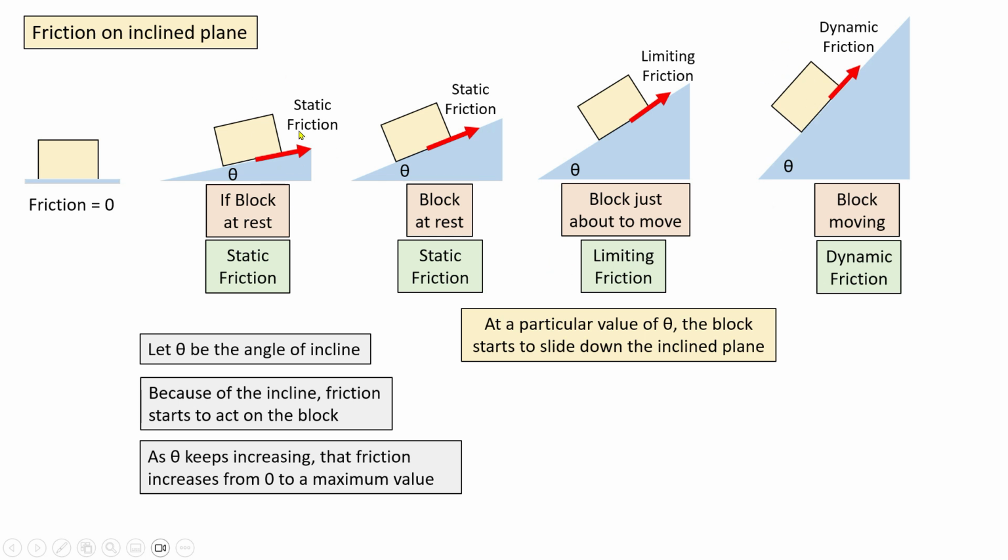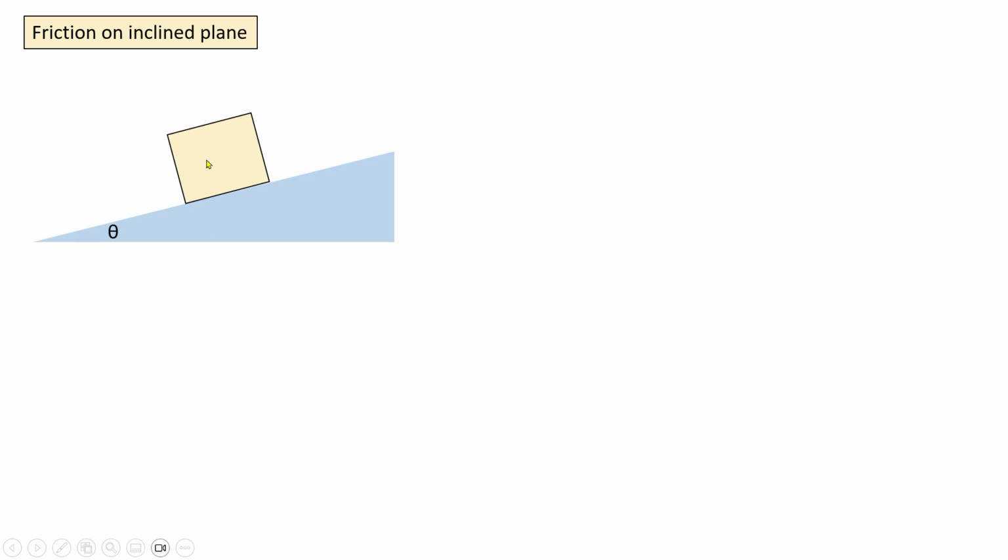Now let us try to figure out the values of the static friction, limiting friction, and dynamic friction. Here we can see a block which is kept on an inclined plane. Step number 1, like always, draw the forces acting on this block. There are 3 basic forces acting on the block. One is the weight mg, then we have the normal reaction, which is the contact force, and then we have a friction, which is trying to stop the block from going down the plane. And that's why friction always acts up the inclined plane.